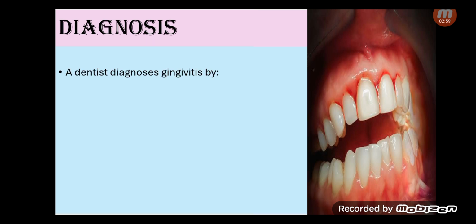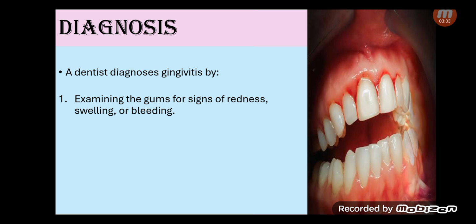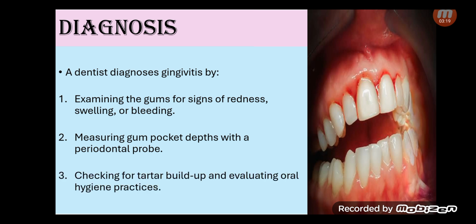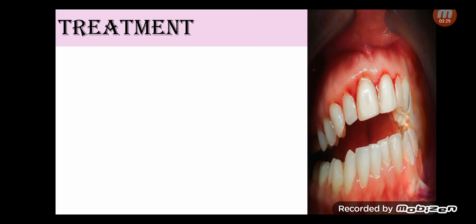So let's talk about the diagnosis of gingivitis. How do we diagnose this? First, the dentist diagnoses gingivitis by examining the gums for signs of redness, swelling, and bleeding. Then, measuring gum pocket depth with a periodontal probe is also a way to diagnose gingivitis. It is also used to know if there is gingivitis or periodontitis. Checking for tartar buildup and evaluating oral hygiene practices is an important step for checking gingivitis and its risk factors.